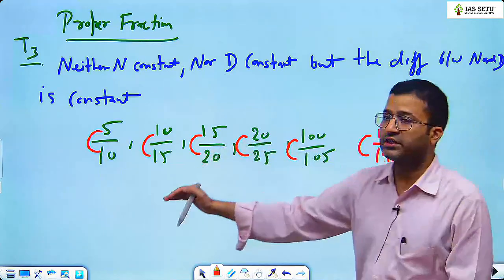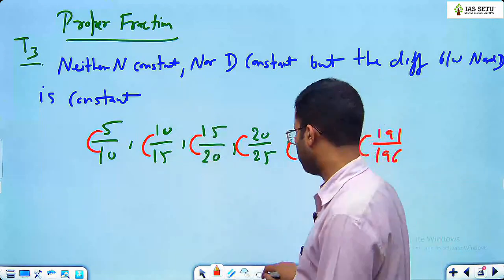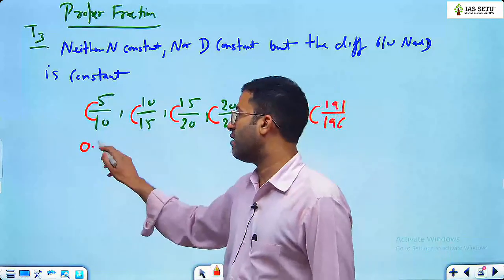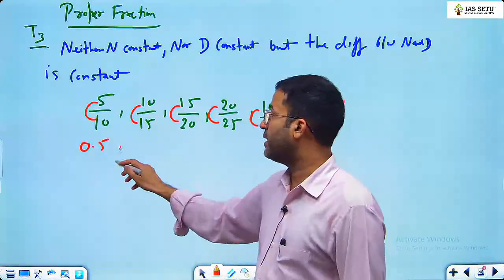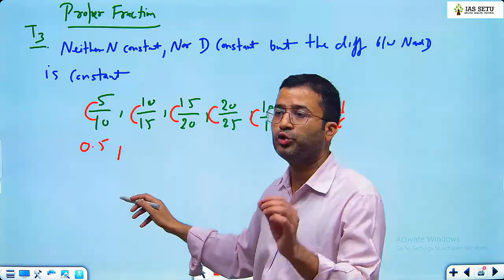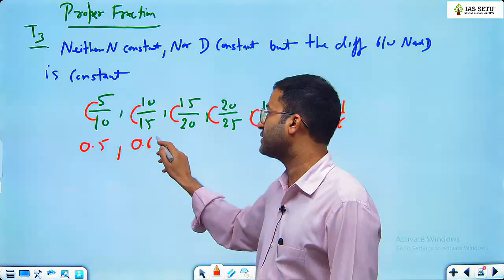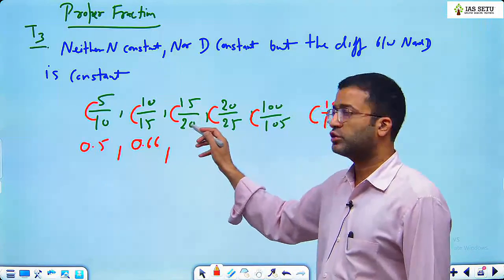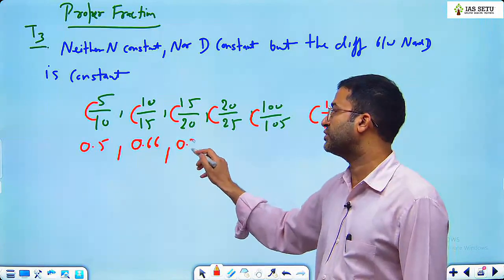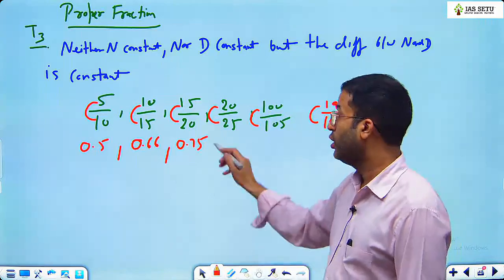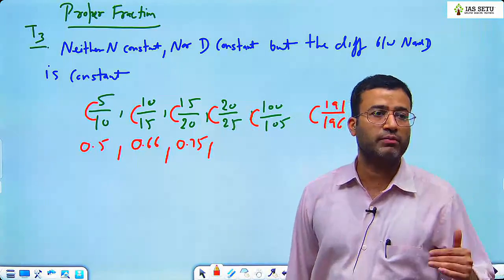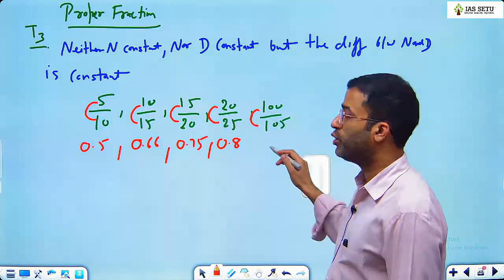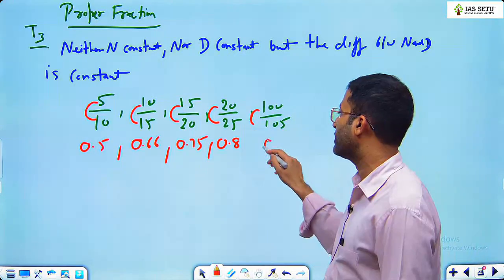You convert this in decimal, you get the result. Our result here is 5 by 10 is half, 10 by 15 is 2 by 3. I tell you 2 by 3 होता है 0.66. If you don't know, लिख लो. 3 by 4, इसको सिंप्लीफाई करोगे 3 by 4 which is 0.75. 20 upon 25 is 4 by 5 which is 0.8. If you check 100 upon 105, it will be 0.9 something.